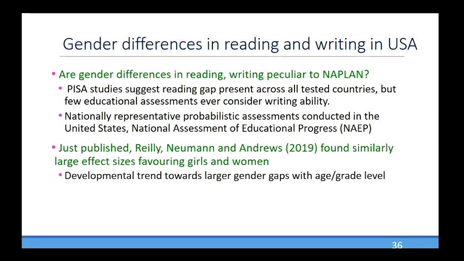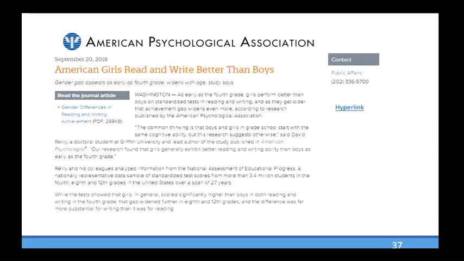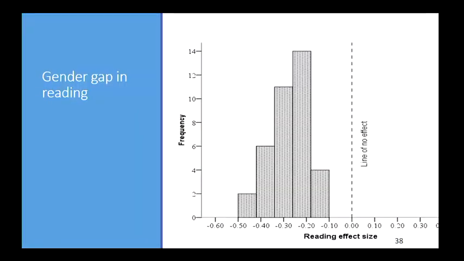A developmental trend towards larger gender gaps with age. No decrease across time, so we're not making any improvements, at least in America, suggesting that the gap is really pervasive. One of the reasons, I think, is that we never really examined gender differences in writing, so we didn't really know how bad they were. So the APA put out a press release about it. You'll have to excuse me for self-citing, but it was one of the only studies that really looked at gender difference in writing. And this is what the gender gap in reading looked like, very much like ours.